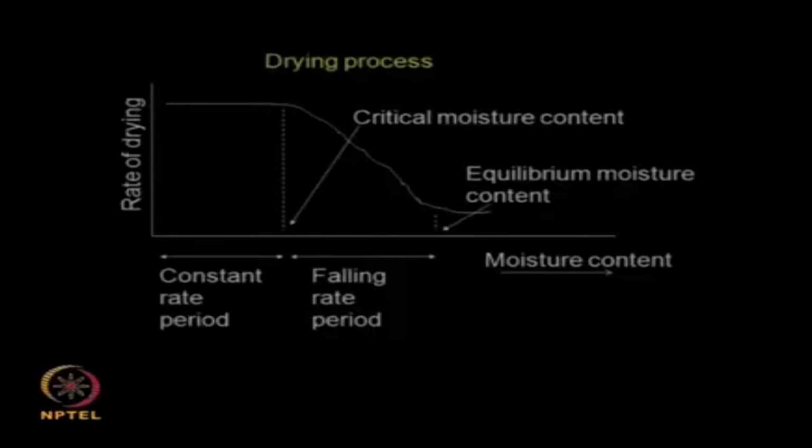We have been talking about the concept of drying and how important it is. The most important picture in the drying process is this one. On the x axis you have moisture content and on the y axis you have the rate of drying. Initially you have plenty of water present on the surface of the solid, so drying takes place as the liquid or solvent starts evaporating. So the drying rate is constant, that is why this is called constant rate drying.